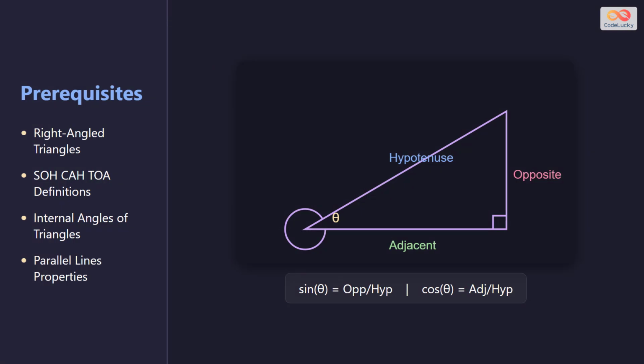Before we dive into the proof, let's quickly review the basics. We will be using right-angled triangles. Remember SOH-CAH-TOA. Sine is the opposite side over the hypotenuse, and cosine is the adjacent side over the hypotenuse. We will also rely on properties of parallel lines and alternate interior angles.